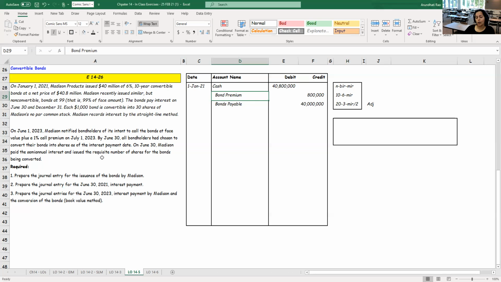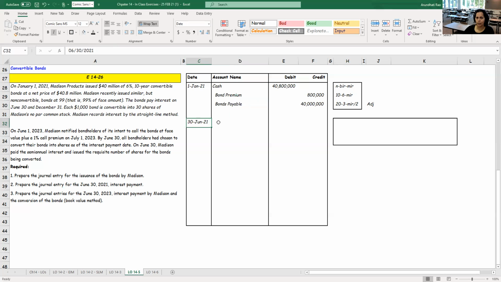So the company wanted to call the bonds, which means repay the bonds early, but all the bondholders, exactly 1 day before that call feature was going to be exercised, they all decided that we're going to convert to the stocks of the company. So we've been asked to do the journal entry at the issuance. We did that already. Then they've asked us to do the journal entry on June 30th, 2021 for the interest payment. So they're looking for the journal entry for the first interest payment.